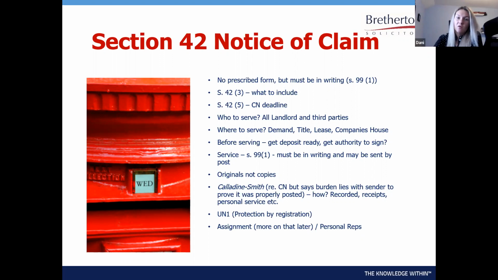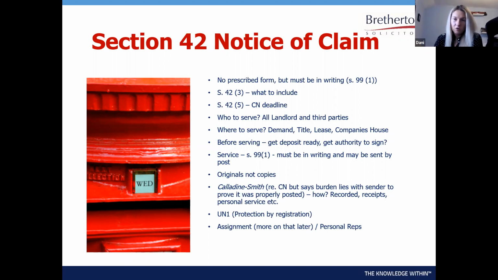The next thing to consider is who are we serving the section 42 notice on? Of course, we're going to serve it on our landlord. If we have immediate landlords as well, we also need to serve it on them, and any third parties to the lease. That tends to catch out a lot of solicitors. They don't realise that they do need to serve it on the third parties to the lease, and when the landlord's solicitor comes to ask for evidence of that, they can become a bit stuck. So not serving it on the third parties will invalidate the notice. So just make sure that it is also served on them.